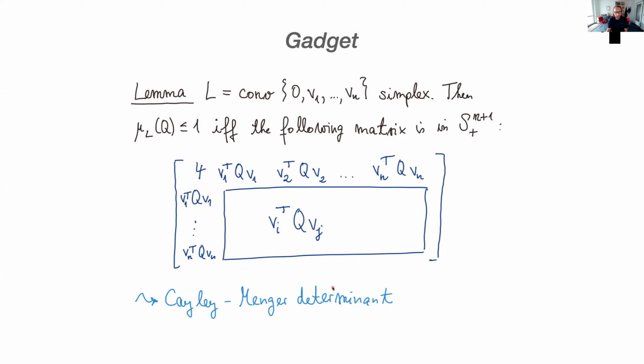And this gadget, I think, has a nice proof. It uses Cayley-Menger determinants. And these determinants are usually used to compute the volume of simplices given the edge lengths of the simplices. But you can tweak this a little bit in order to find this gadget, which makes sure that the circumradius of a Delaunay simplex is bounded by 1 with respect to a given Q. But this will be part of one of the exercises. So for the moment, it's enough to understand that this is a positive semi-definite condition which is linear in the matrix entries of Q. Or in other words, if you know optimization, it can be expressed as a linear matrix inequality.